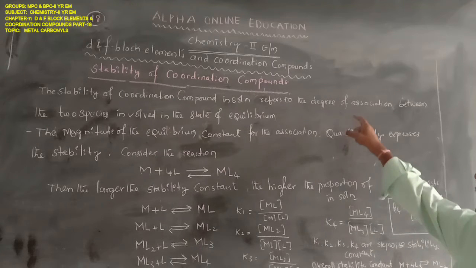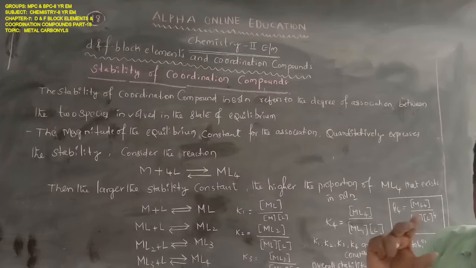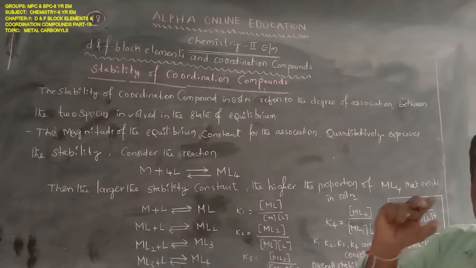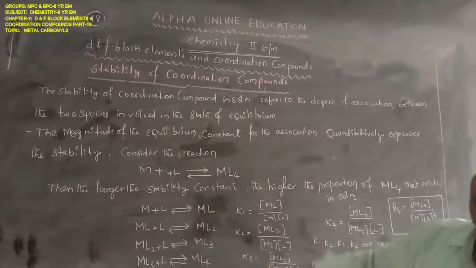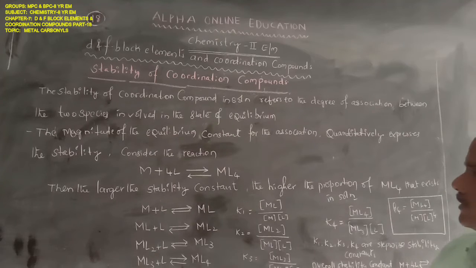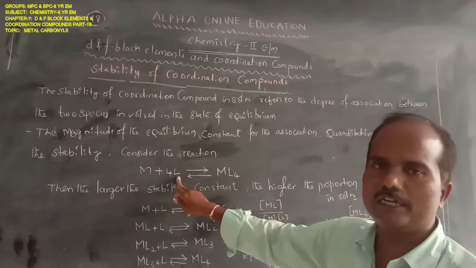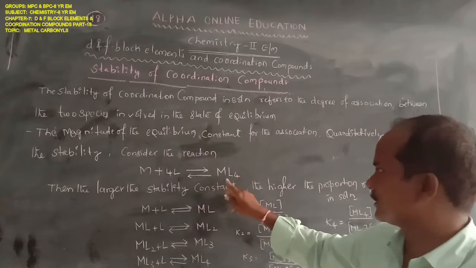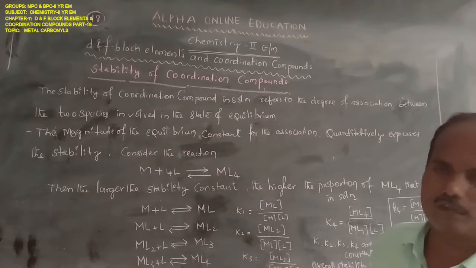Okay, how much of the species, central metal ion and ligands, are involved in the reaction at equilibrium state decides the stability of coordination compounds. Suppose you consider the reaction with a metal ion and 4 ligands, which are monodentate ligands here. Then it can form a 4 coordinated complex.